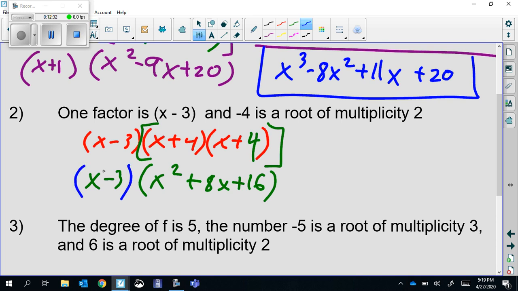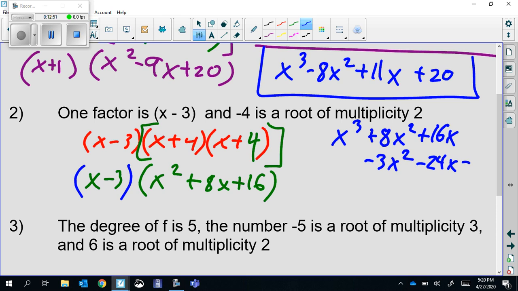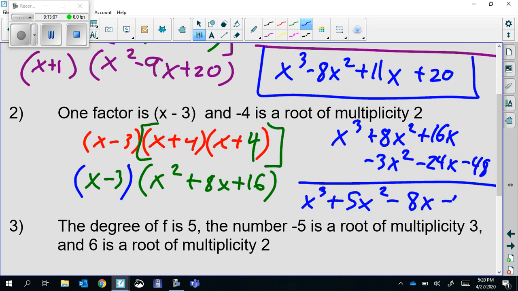Same thing, we're going to multiply this x minus 3, so distribute the x. And then we're going to offset it by one space and distribute the negative 3. 16 times 3 is 48. And then our like terms lined up, so we get x cubed plus 5x squared minus 8x minus 48. That's really about it.